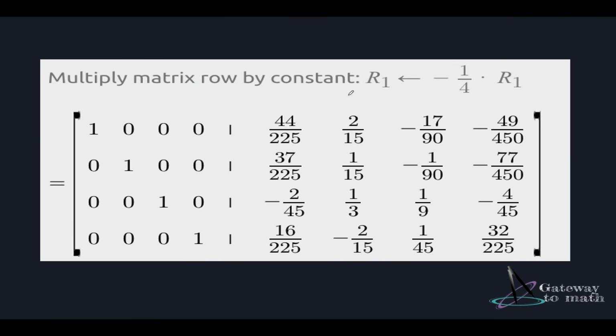Multiply matrix row R1 by a constant, and what do I have here? Minus 1 by 4 times R1. Let's put those values. Now the value in R1 equals 1, 0, 0, 0, the first row, 44 by 225, 2 by 15, minus 17 by 90, minus 49 by 450 on the RHS side. Now we can see on the LHS I have an identity matrix, and on the RHS side I have the inverse of the original matrix that we started with.